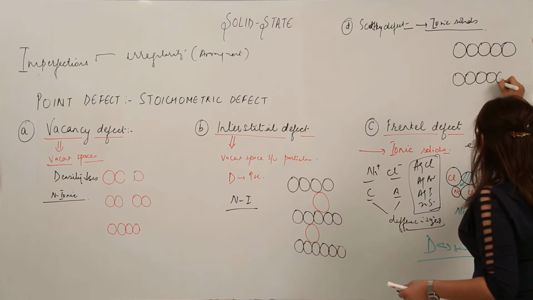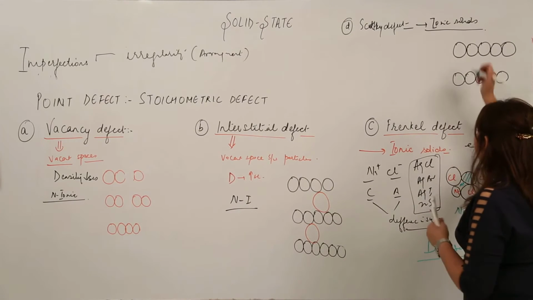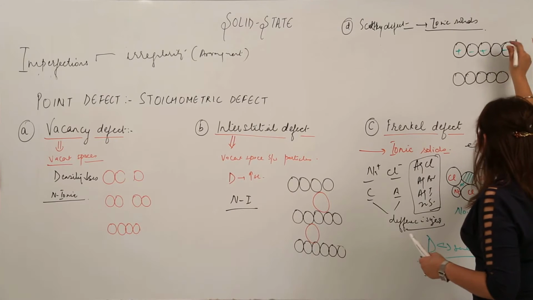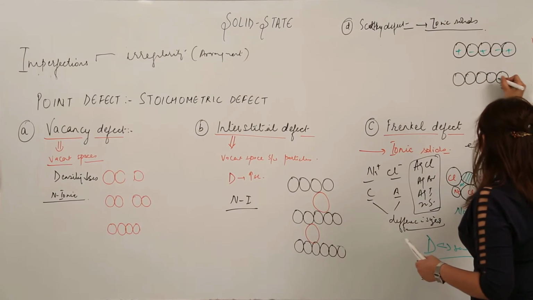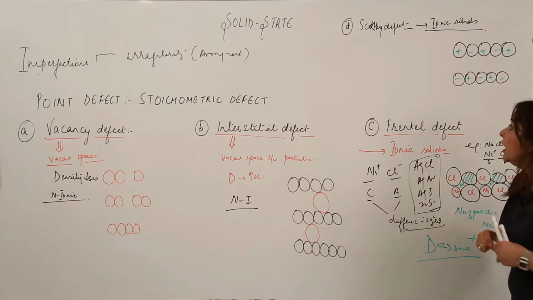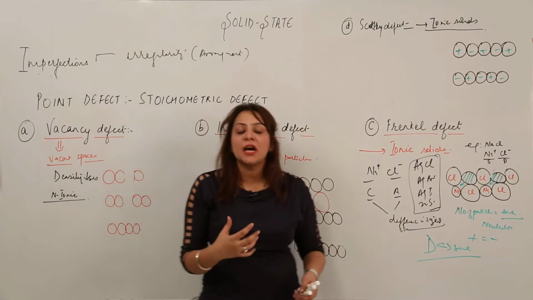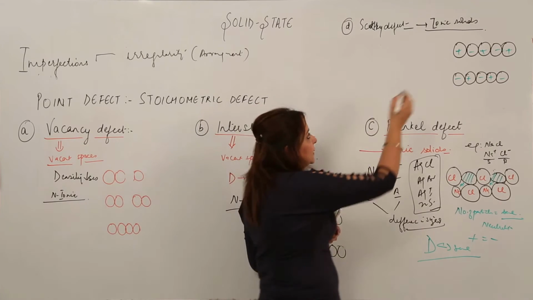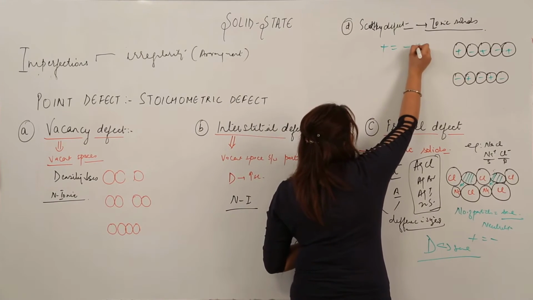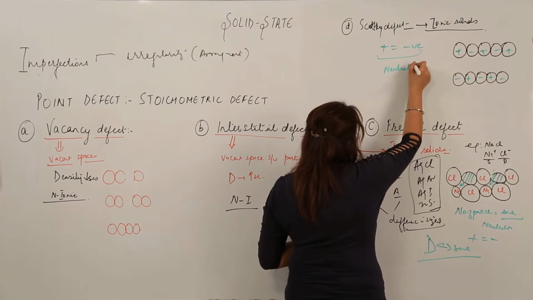So, as I told you, it happens in ionic solids, so obviously there are going to be positive and negative ions. And these are the interstitial sites, right? Now, if I say that some of the positive charge is lost, as we know that in a solid the number of positives is equal to the number of negatives in order to restore neutrality. It is already there and proved.